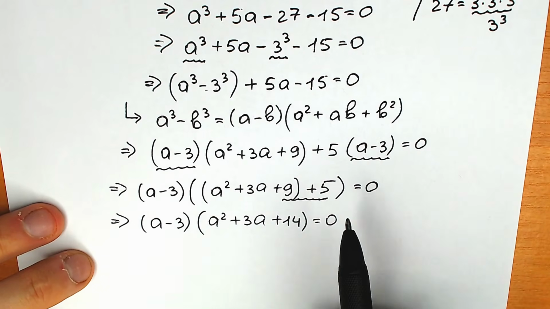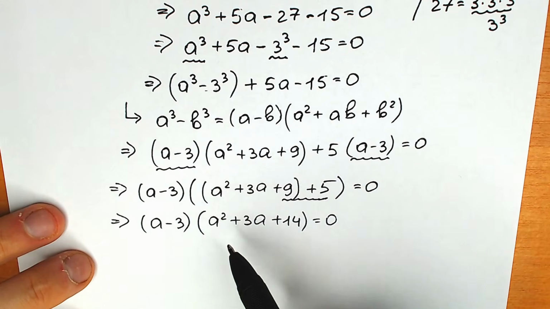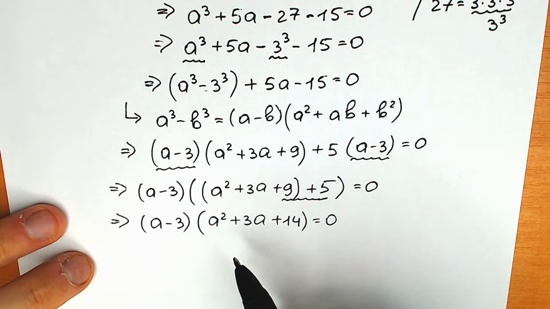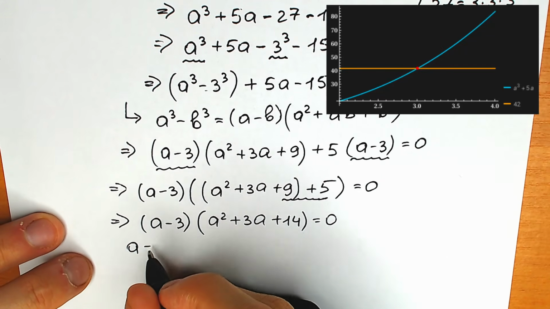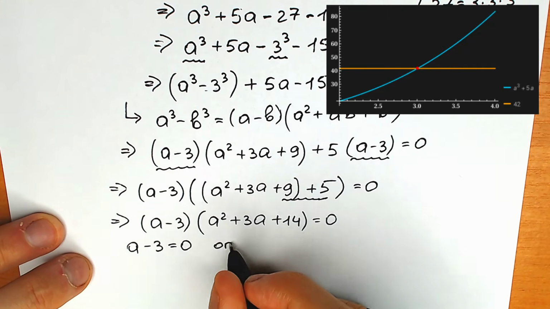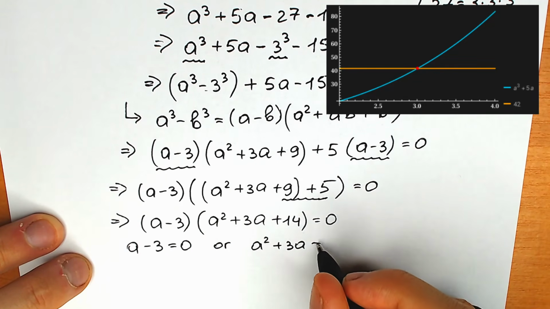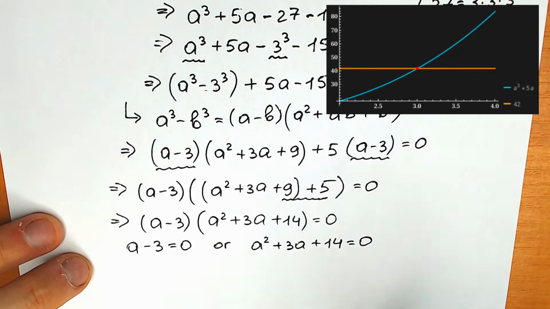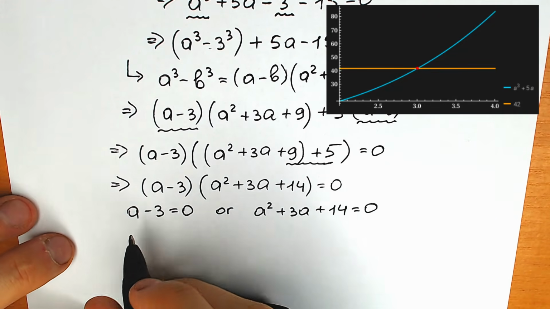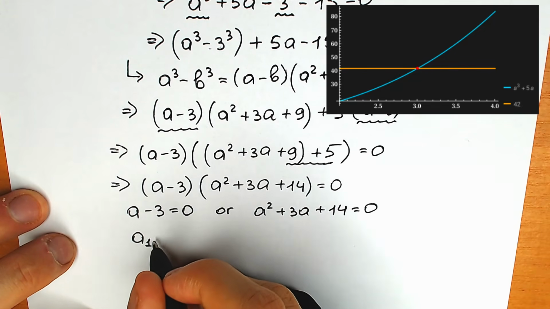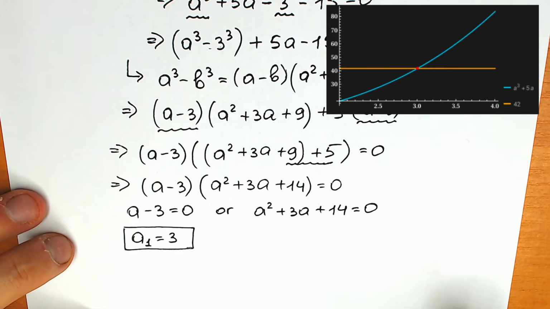As you can see, we factored our equation, and it's really great because right now we can easily solve it. We have a product of 2 parentheses equal to 0, and a product of 2 parentheses equal to 0 when the first parenthesis is equal to 0. So when a minus 3 is equal to 0, or this one equal to 0, a squared plus 3a plus 14 is equal to 0. Let's start, for example, with the first equation, a minus 3 equal to 0. From here, our a first is equal to 3. We're going to check this root a little bit later.